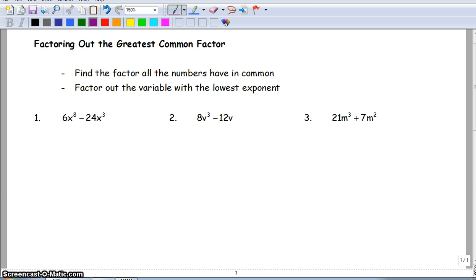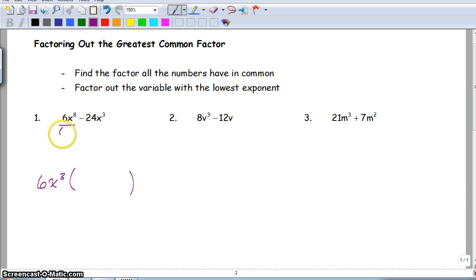So if I look at my first problem, I have 6x to the 8th minus 24x cubed. Between 6 and negative 24, the greatest common factor is 6. Between x to the 8th and x cubed, the greatest common factor is x cubed. Then we need to figure out what we have left in the parentheses. There's kind of two ways you can do this.